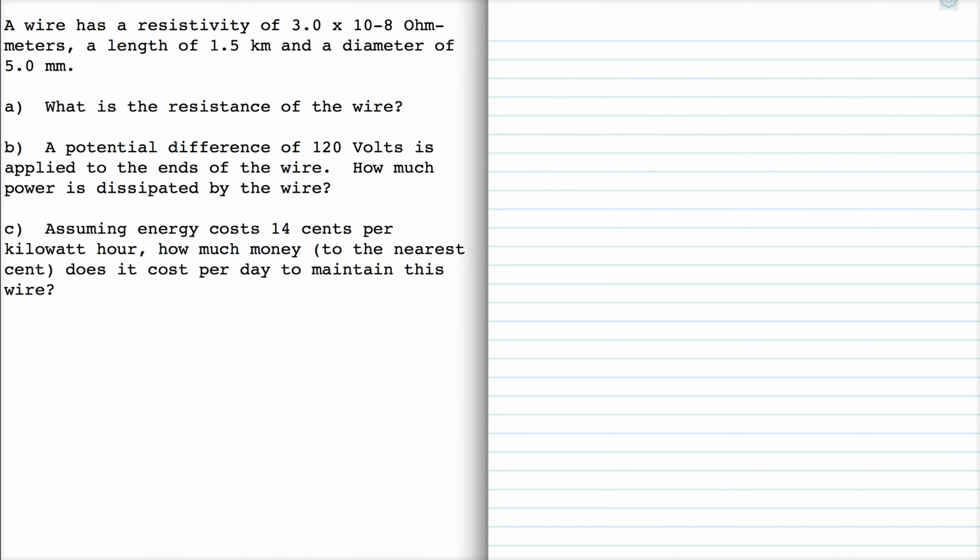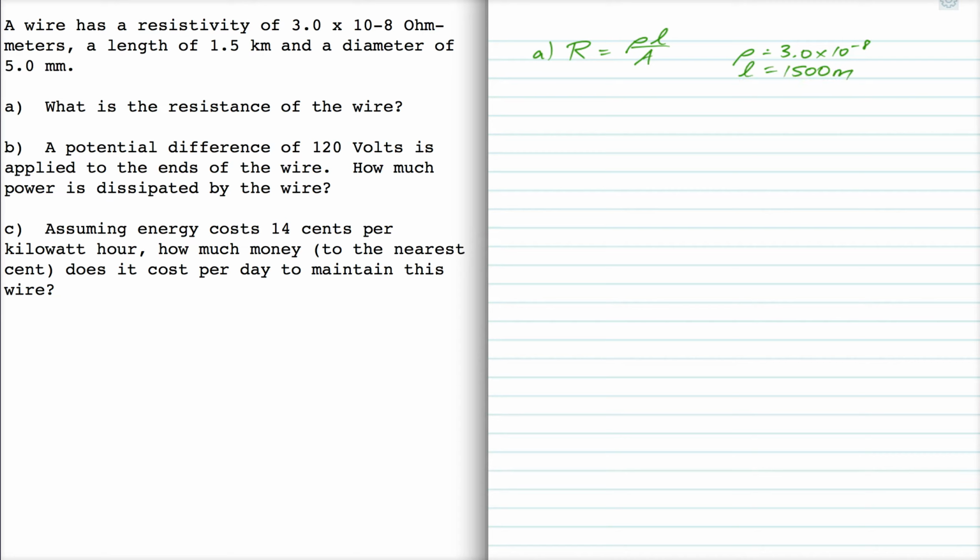So for this one, we need to calculate the resistance in the wire first. For part A, we're going to use the formula resistance is equal to the resistivity times the length of the wire divided by the area. Now the resistivity is given as 3 times 10 to the minus 8 ohm meters, and the length of the wire is given to be 1500 meters.